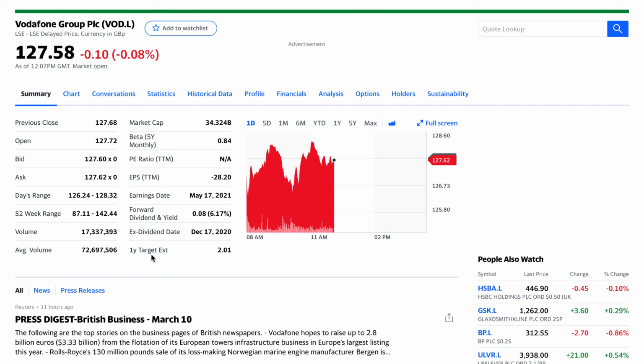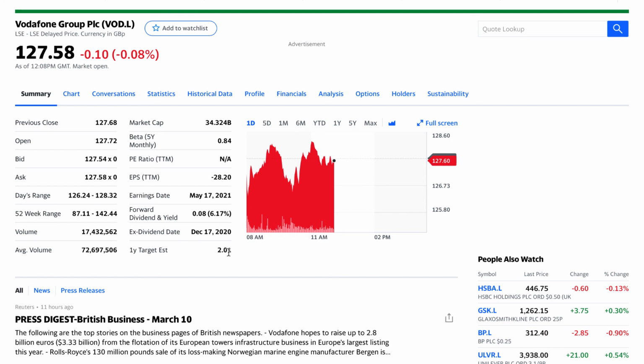Okay, 1 year target estimate. This is what they think the price of Vodafone will trade at in exactly 1 year's time. And importantly, this is listed in pounds. I know this can seem quite confusing. So the stock price is, of course, listed in pence or displayed in pence.